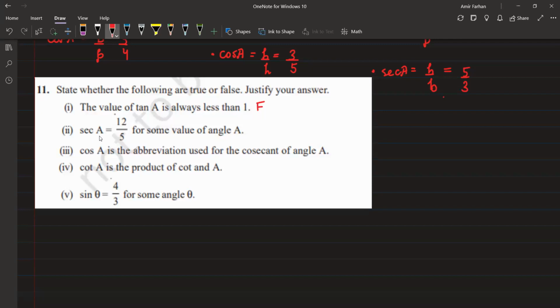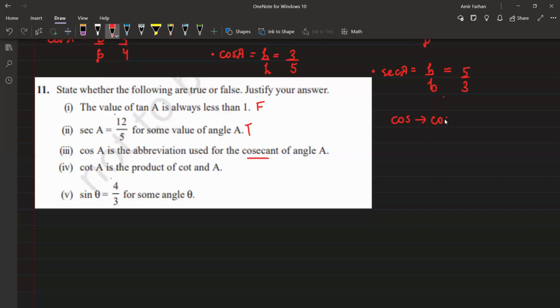Next, sec A is equal to 12 by 5. Yes, it's possible that sec A can be greater than 1. I will explain everything. Don't worry. I'm taking this example so that we can have different types of questions in the class. And cos A is the abbreviation of cosecant A? No. The full form of cos is cosine.